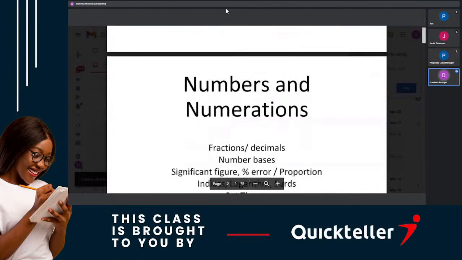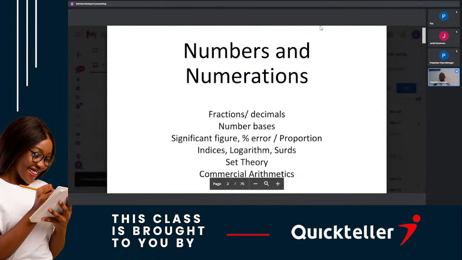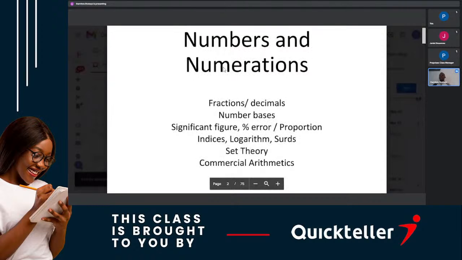Okay, so we'll look at, generally as a subtopic, numbers and numerations, fractions, decimals, number bases, significant figures, percentage error and proportion, indices, logarithms, surds, set theory, and commercial arithmetic. But I will remove set theory from this list. We might not be able to get to sets today, but we'll take topics on commercial arithmetic. Then we'll begin from sets next class.